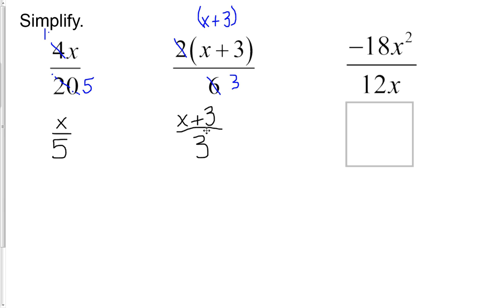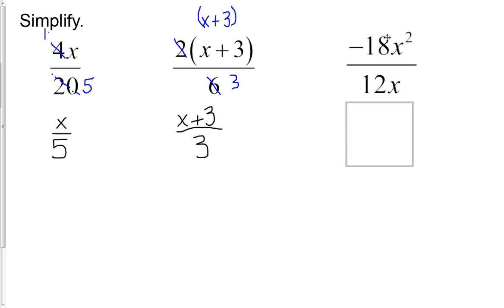Now, we can't cancel further despite saying, oh, we got a 3. 3, they match, they cancel. No, canceling doesn't work like that, because remember, this has parentheses, right? This is not 3 divided by 3. This is x plus 3 divided by 3. So 3 doesn't go into both pieces. We cannot cancel, and you won't be doing that type of cancel here. I'll give it to you already ready to go, and you just need to cancel or simplify what you can.